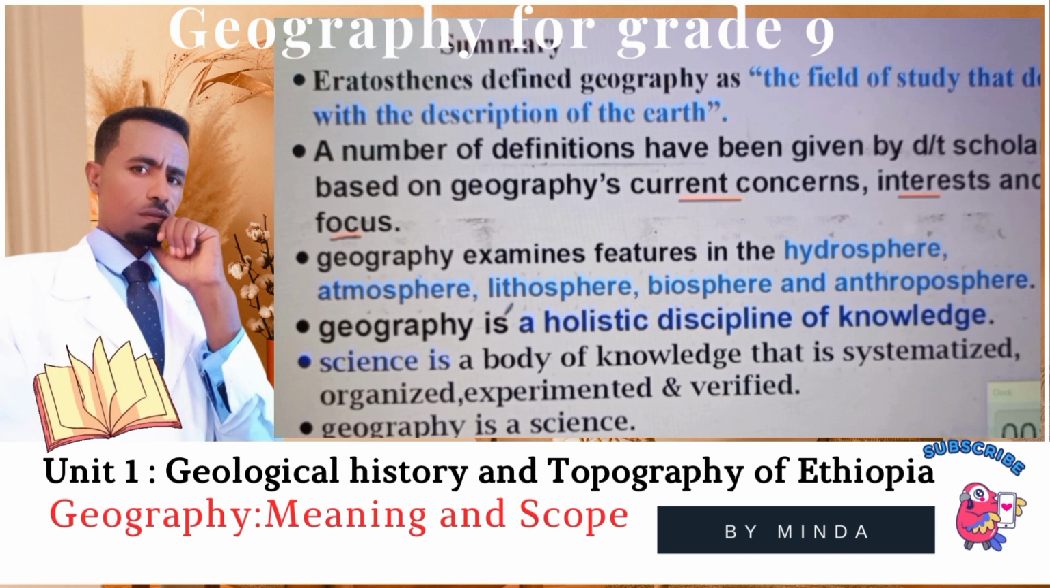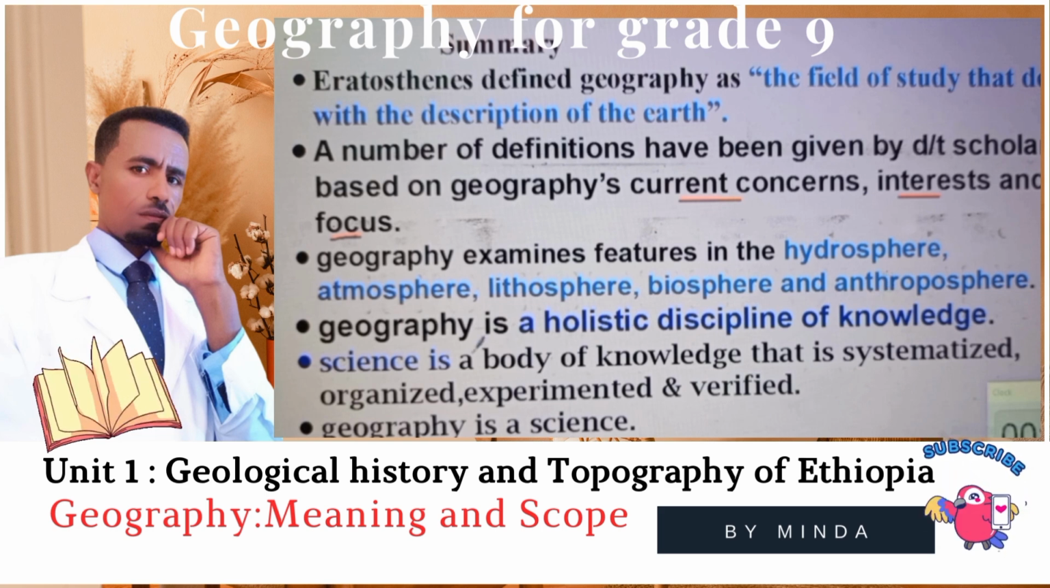Features in the hydrosphere are examined in geography. Features in the atmosphere are examined in geography. The lithosphere is examined in geography. The biosphere and anthroposphere are examined in geography. These are the five scopes of geography: hydrosphere, atmosphere, lithosphere, biosphere, and anthroposphere.